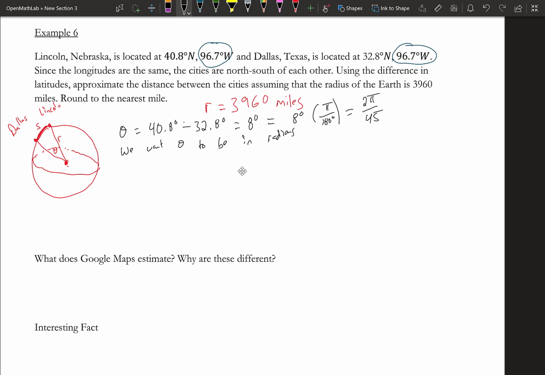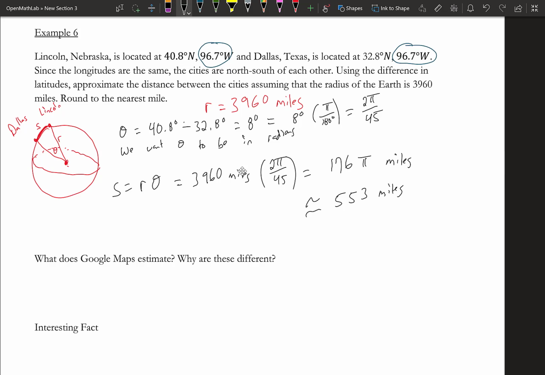Now we know the relationship for arc length is the radius times theta, the angle measure in radians. So this is equal to 3,960 miles times 2 pi over 45. And this comes out to be 176 pi miles. Using my calculator, this is approximately equal to 553 miles, because we're asked to round to the nearest mile.